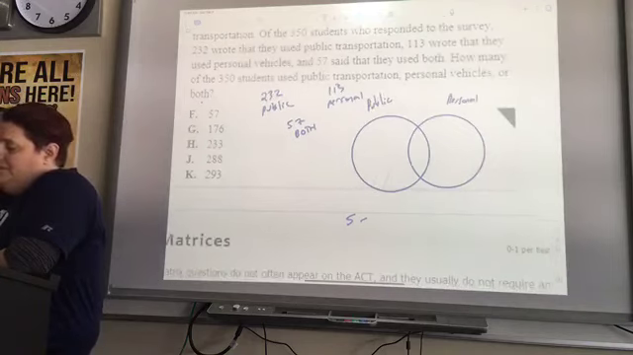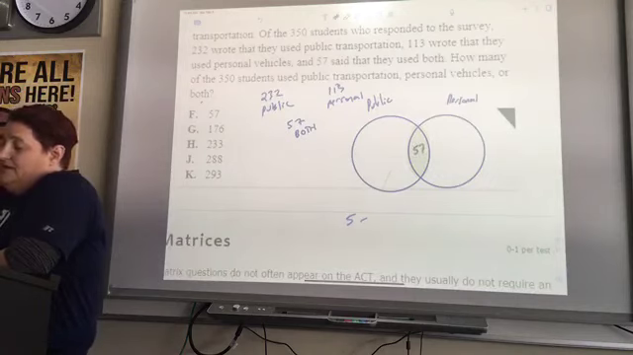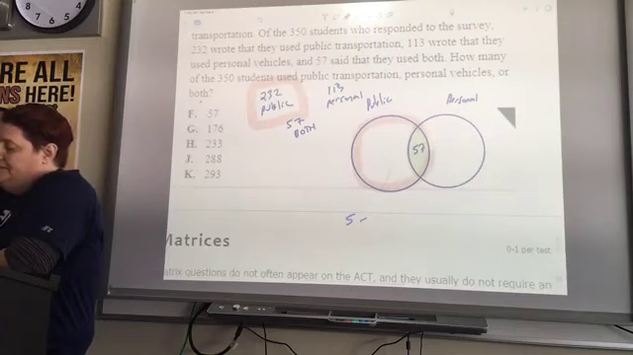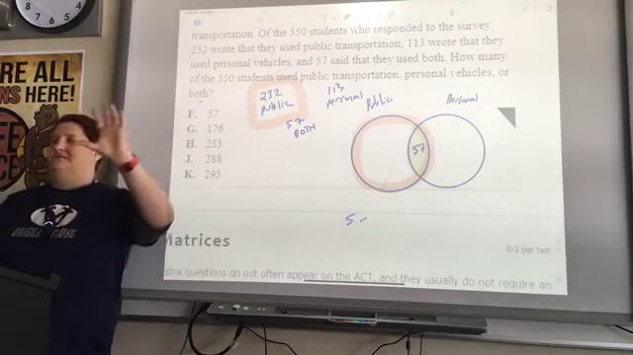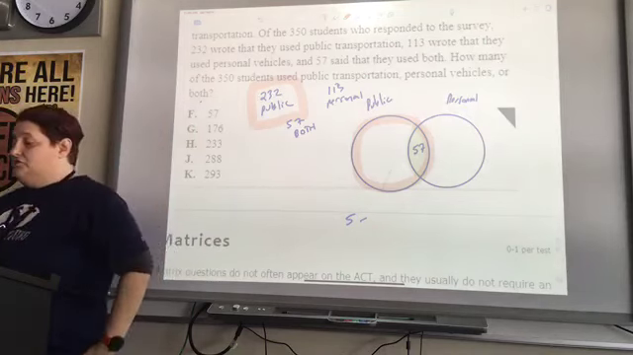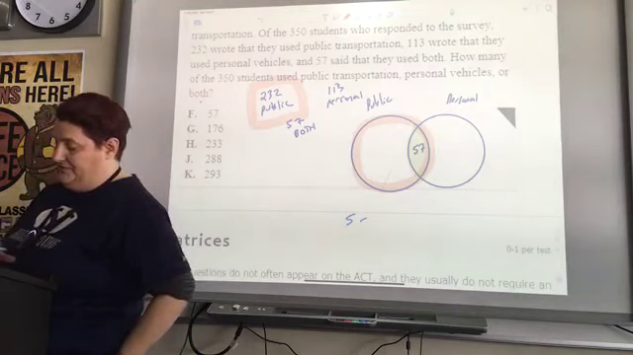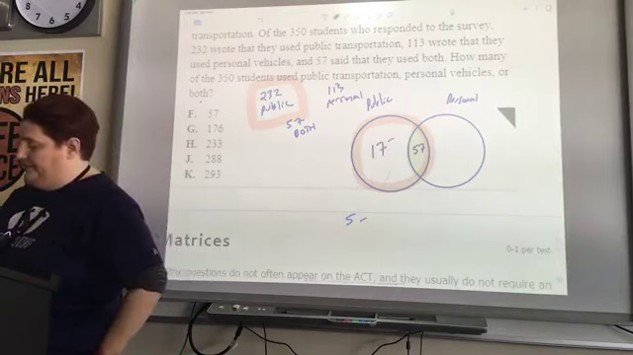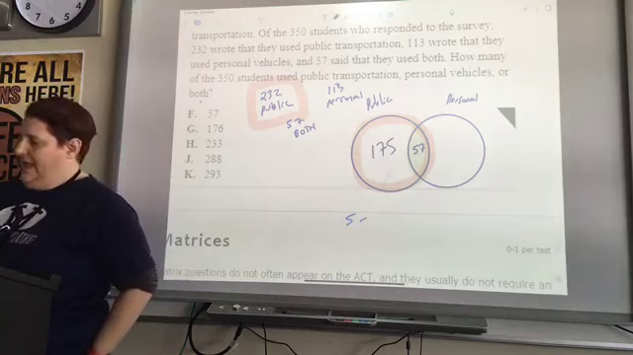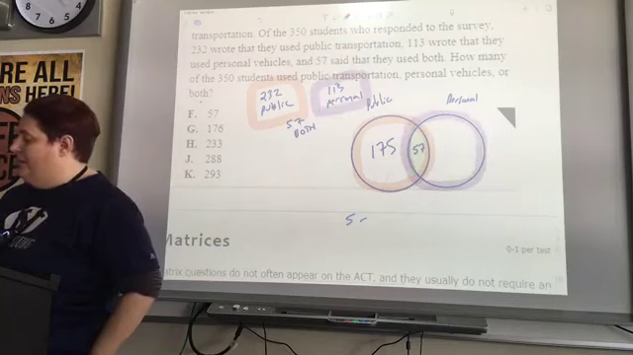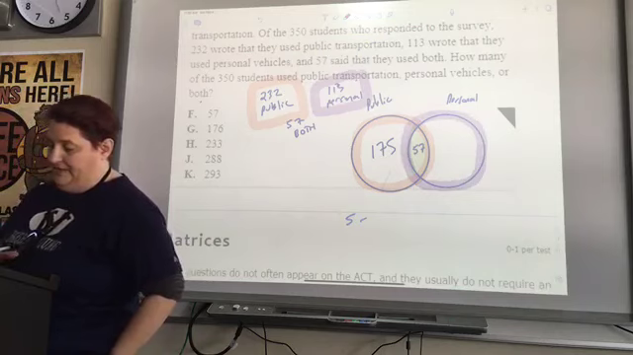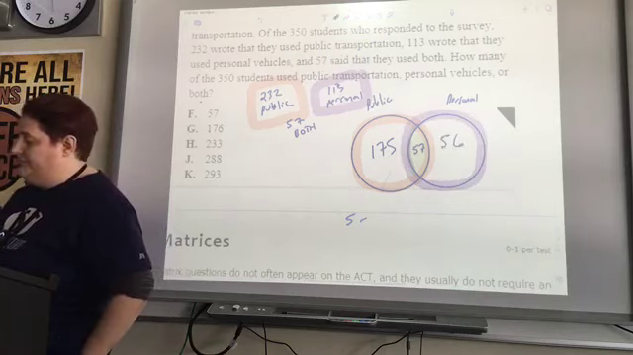This is classic. Guys, what do I put in here? Both, 57. Then you just add the public and... Not exactly. So the 232 is including those 57 people. It didn't say I used both and not this one. It's like I just marked both. So if I take 232 minus 57, I get 175 that use public only. And then the 113 that use personal also includes the 57. So if I did 113 minus 57, I get 56.